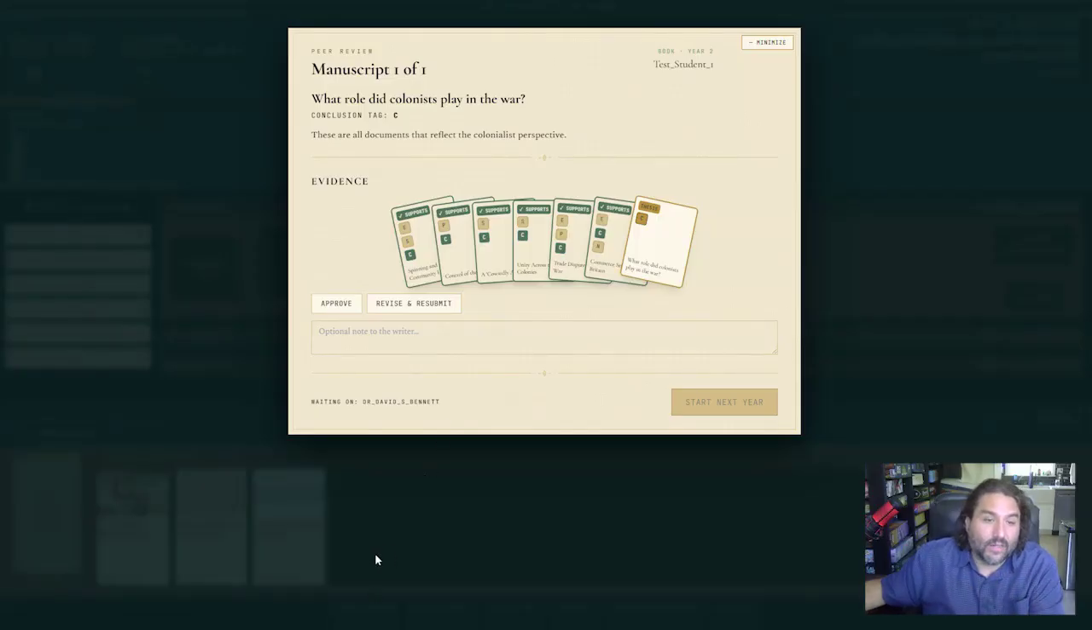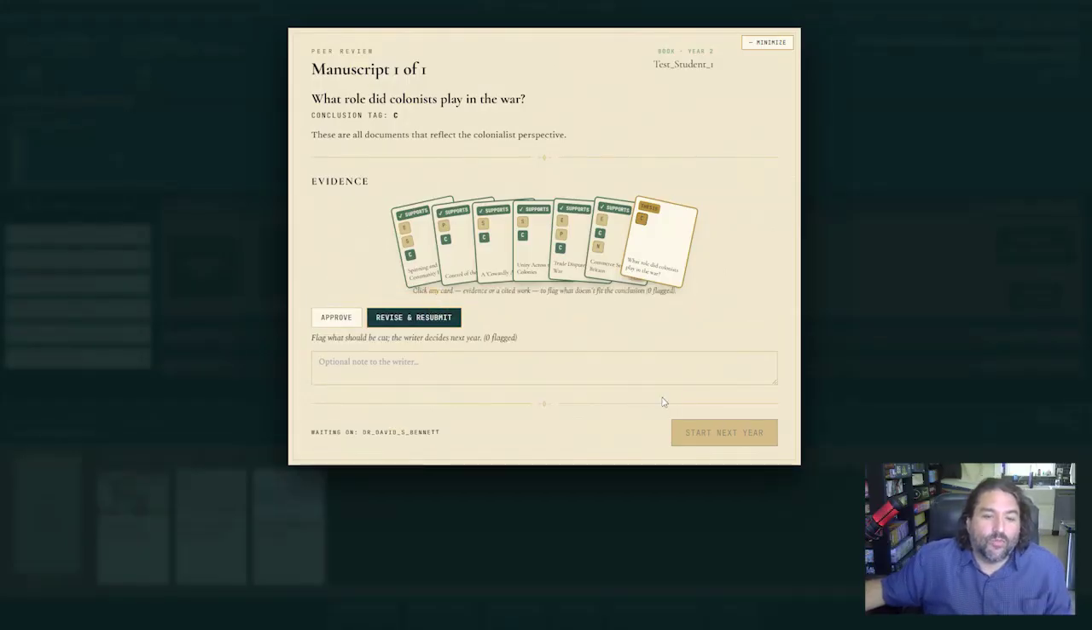If he's right after the objection, I lose 5 points because I was trying to hold him back, and it was a very clear and cogent argument. So I'm going to go ahead and hit revise and submit. I'm going to flag this argument because it says Britain, right? That's clearly a British perspective. And then I'm going to hit start next year.